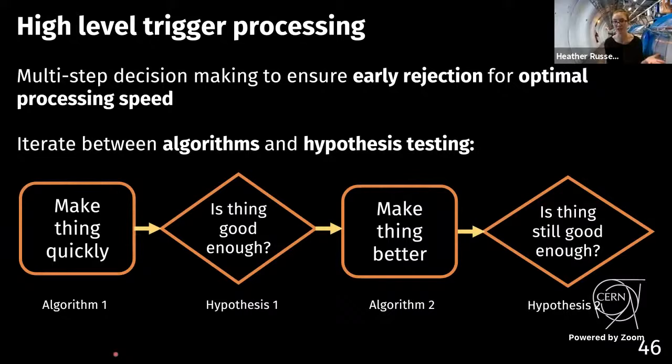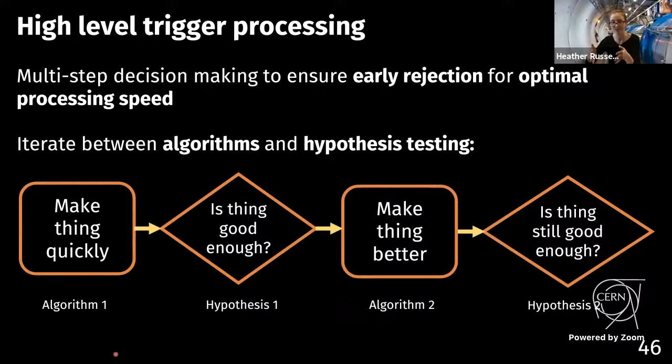The way we do this is iterating between algorithms, so calculating something and then hypothesis testing, seeing if that something is good enough. So for instance, it's like making something really fast and then seeing if it's good enough. Okay, if it's good enough, we carry on. If it's not, we just toss that event, we stop. We don't keep going. But some of them will be good enough. So then we go, okay, there was maybe something there, but let's check again.